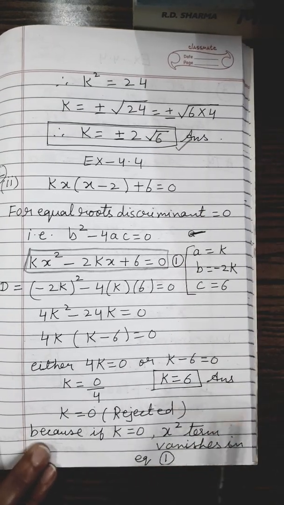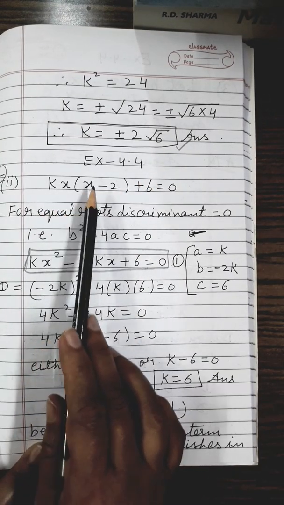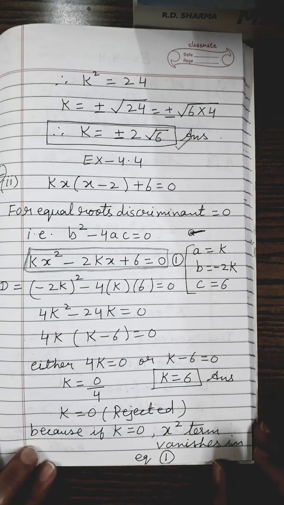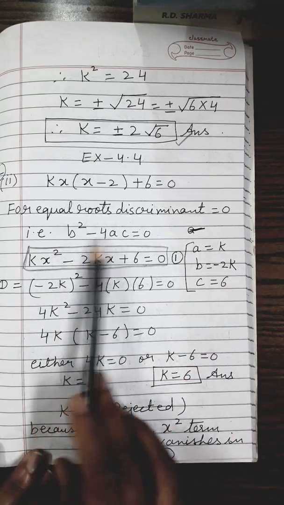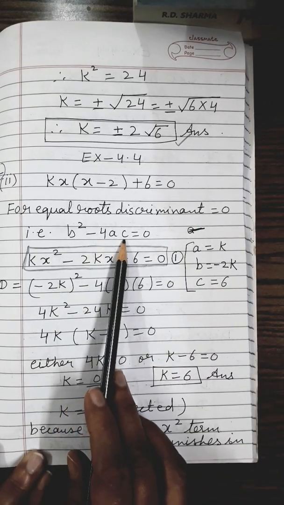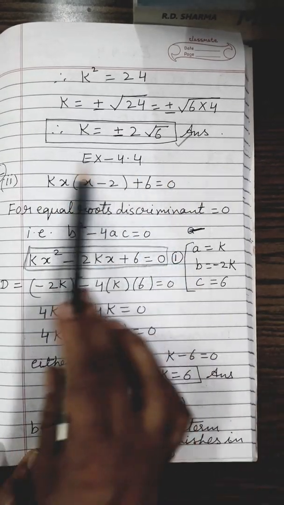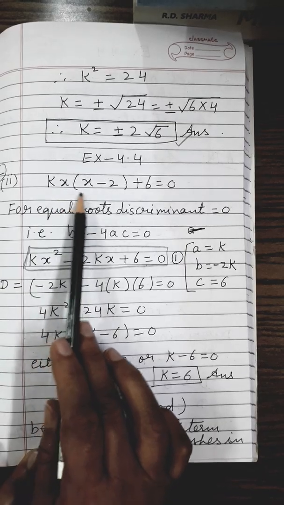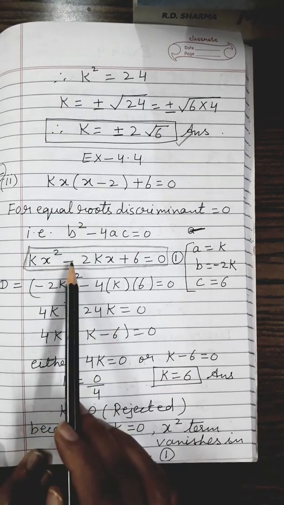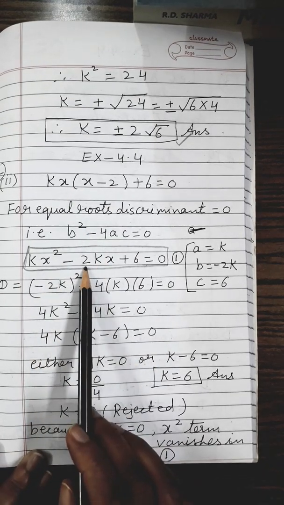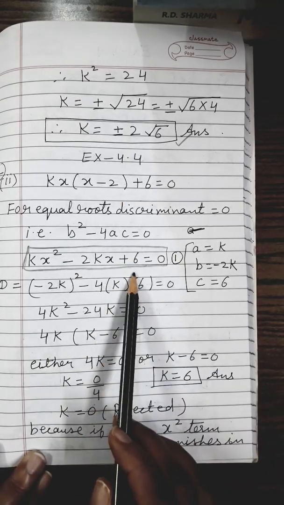Now second part of question number 2, exercise 4.4. The equation given to you is kx bracket x minus 2 plus 6 equals to 0. Again for equal roots discriminant equals to 0. What is discriminant? B square minus 4ac equals to 0. Now this equation is not in the standard form. First I will convert it into standard form. For that I will open the bracket. So kx into x gives you kx square, minus kx into 2 gives you minus 2kx, plus 6 as it is equals to 0.